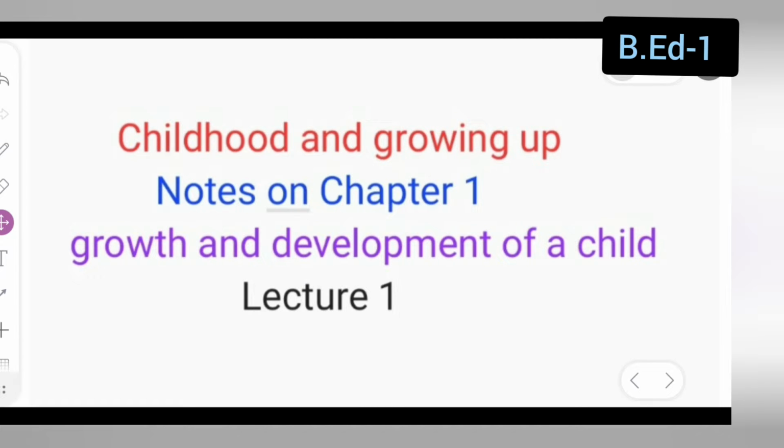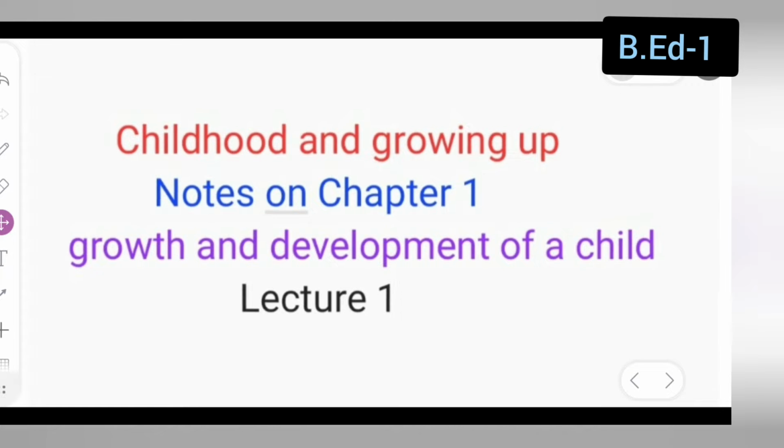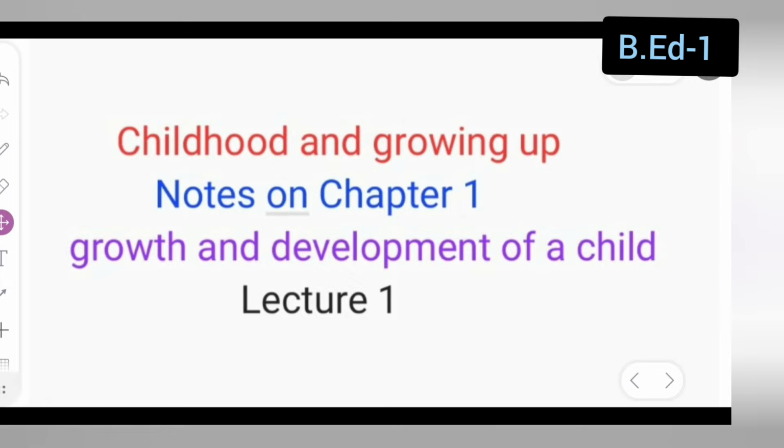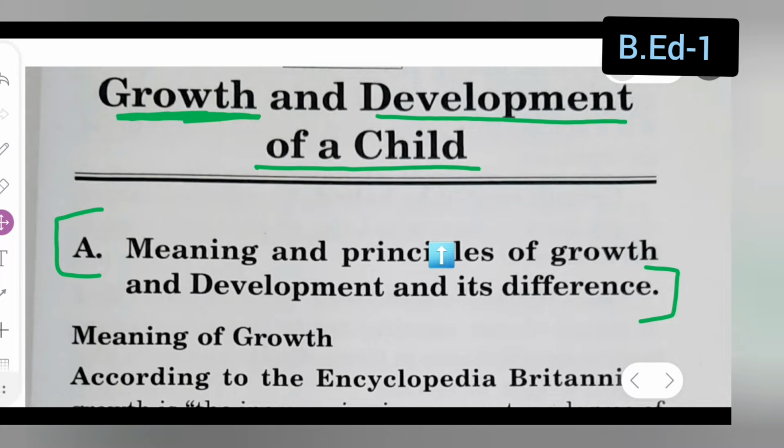This is Childhood and Growing Up, notes on Chapter 1, Growth and Development of a Child. Lecture 1, for first year B.Ed notes from Mumbai University. The main topic is Childhood and Growing Up, and Chapter 1 is Growth and Development of a Child. So let us see the first chapter, Growth and Development of a Child.